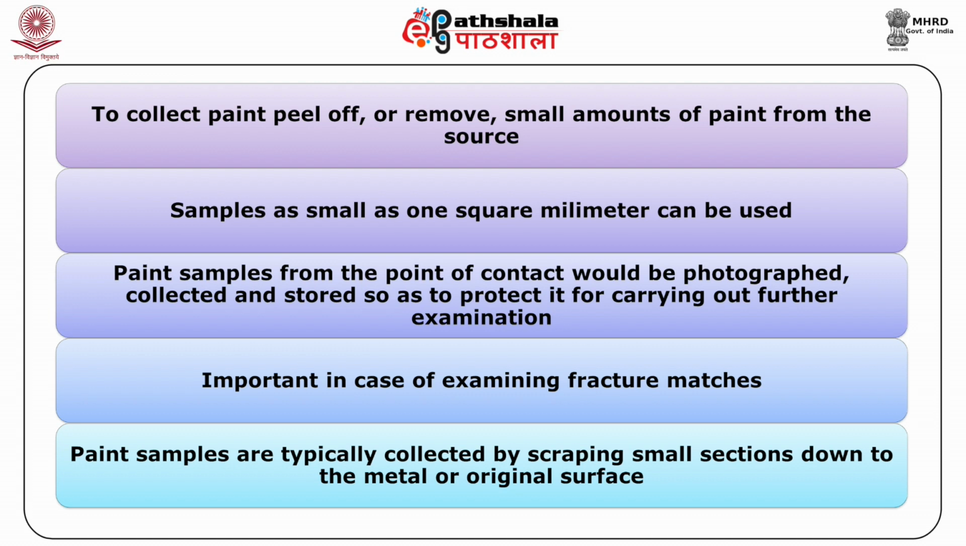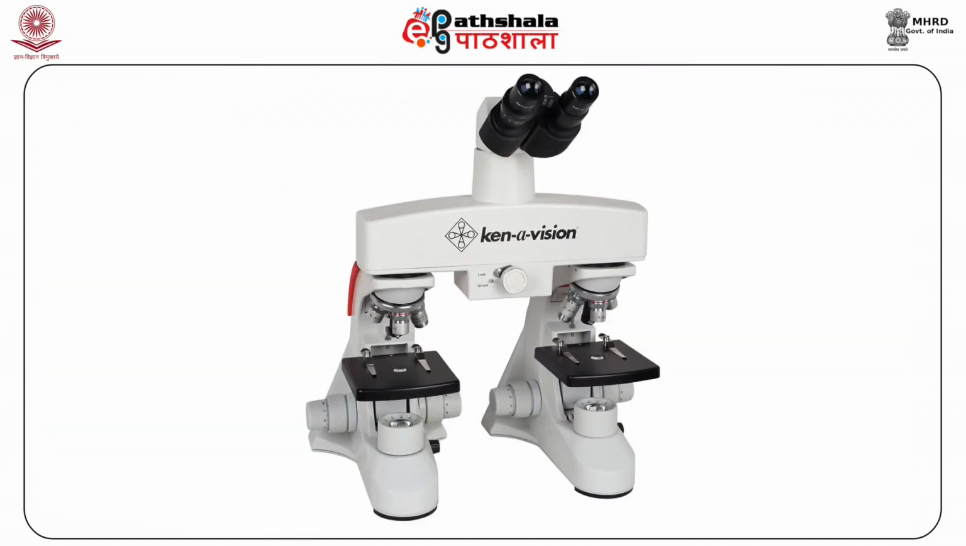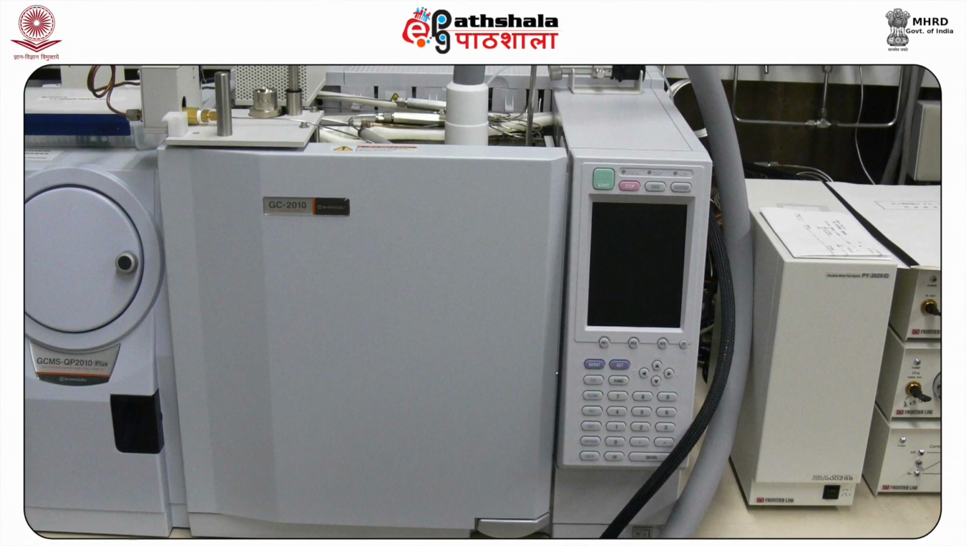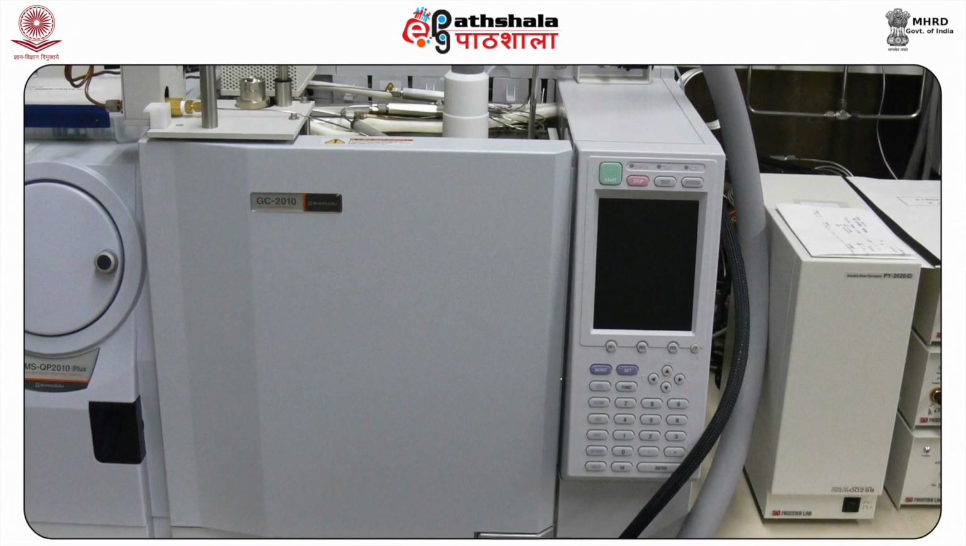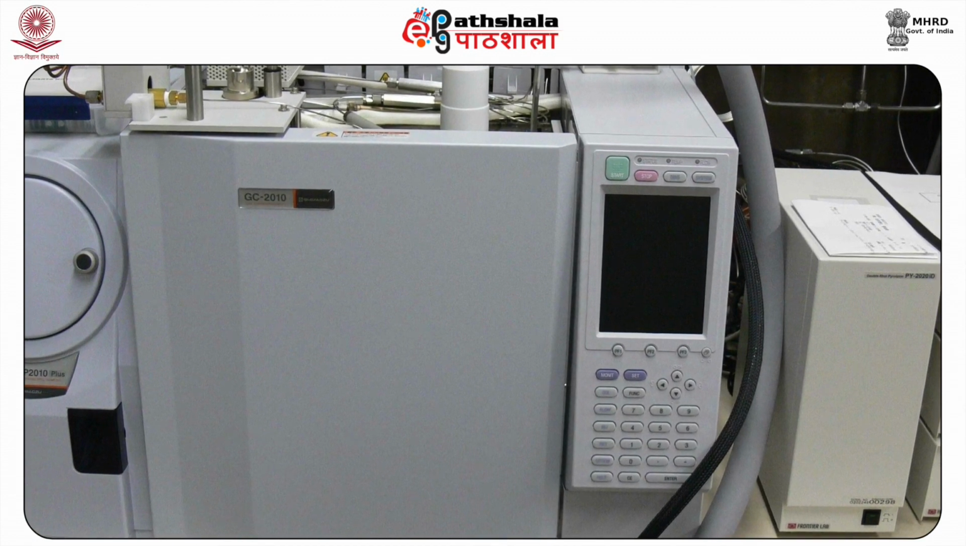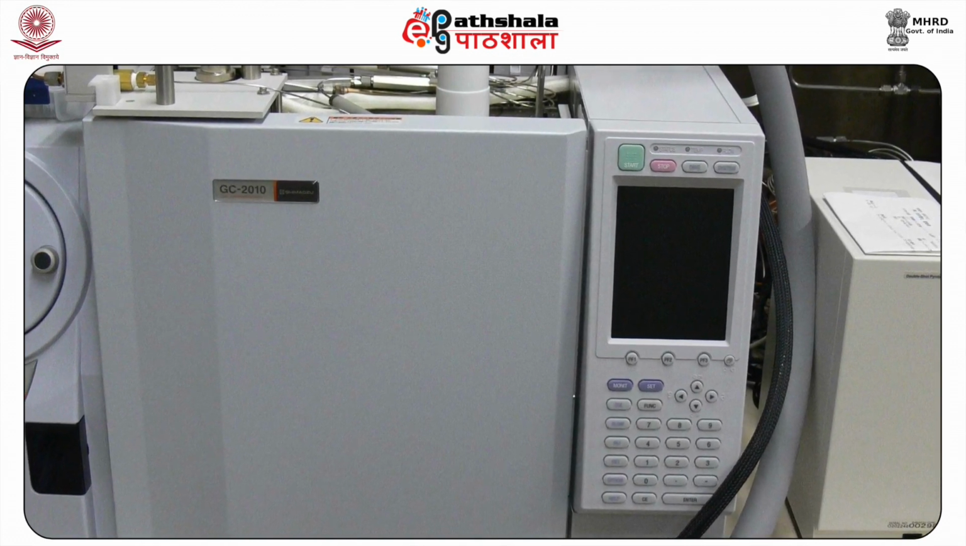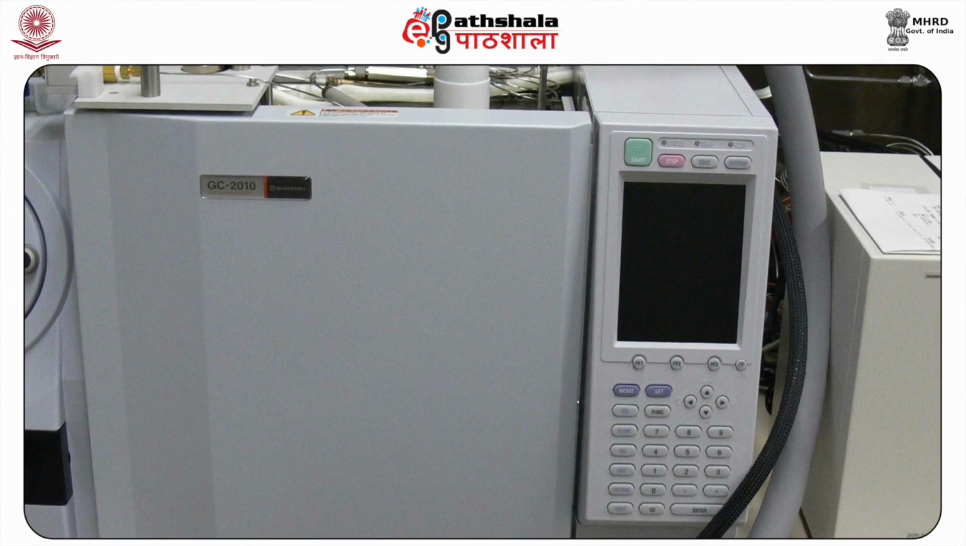Paint samples are typically collected by scraping small sections down to the metal or original surface or using tweezers to collect chips already dislodged. Analysis. Powerful comparison microscopes are used to compare colors, thickness, layer patterns, and luster, or to match fragments and tears. Chemical testing, such as pyrolysis gas chromatography (PGC), can be used to determine chemical composition, colors, pigments, and other qualities. Analyzing automotive paint can identify the make, model, and sometimes the year of a vehicle.